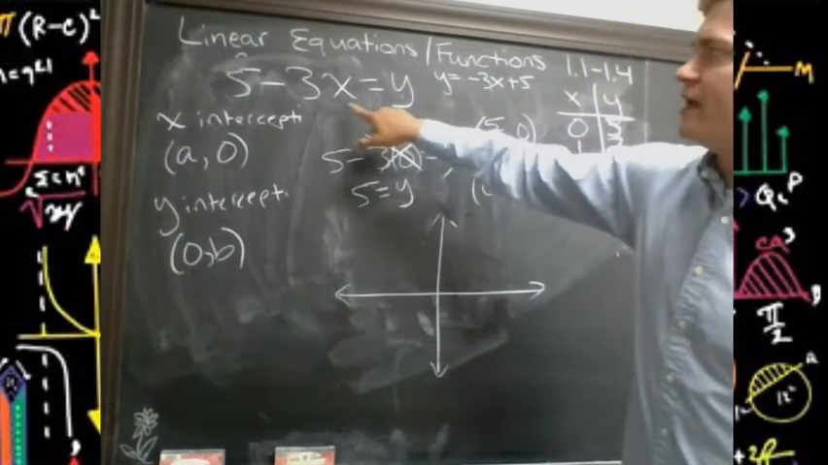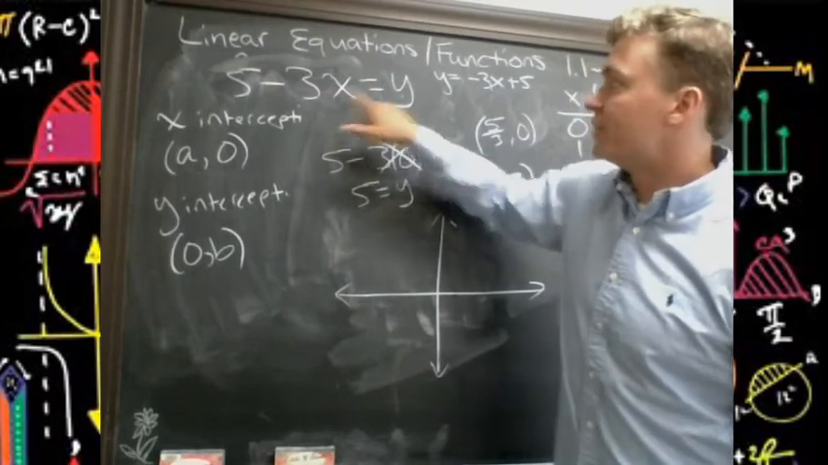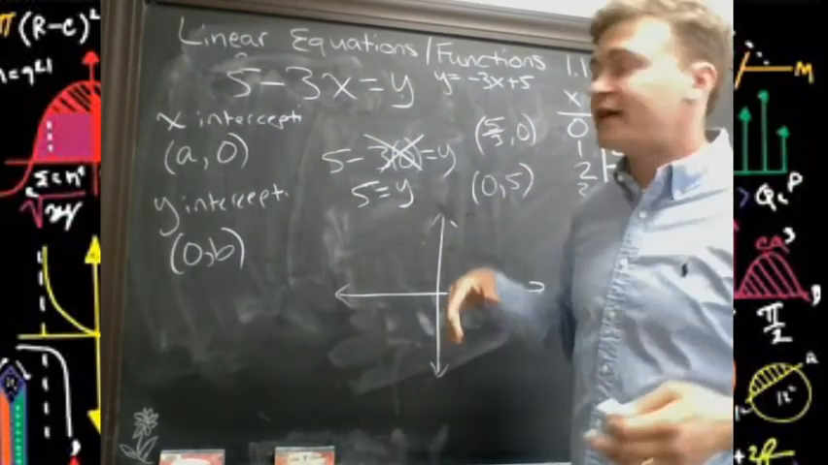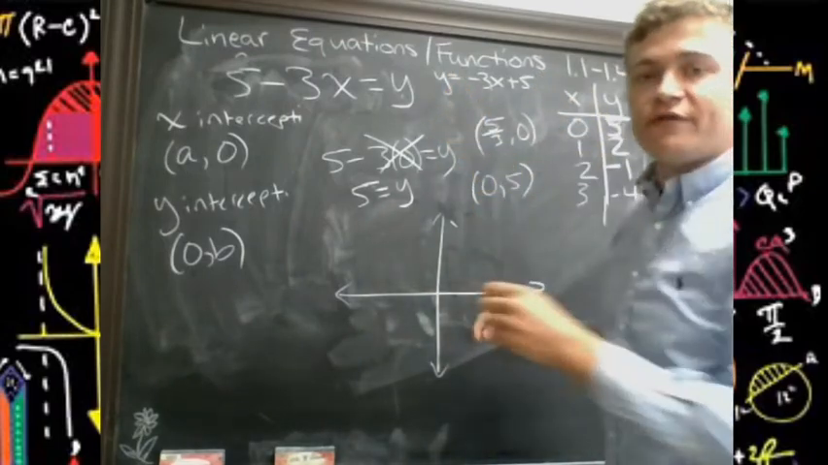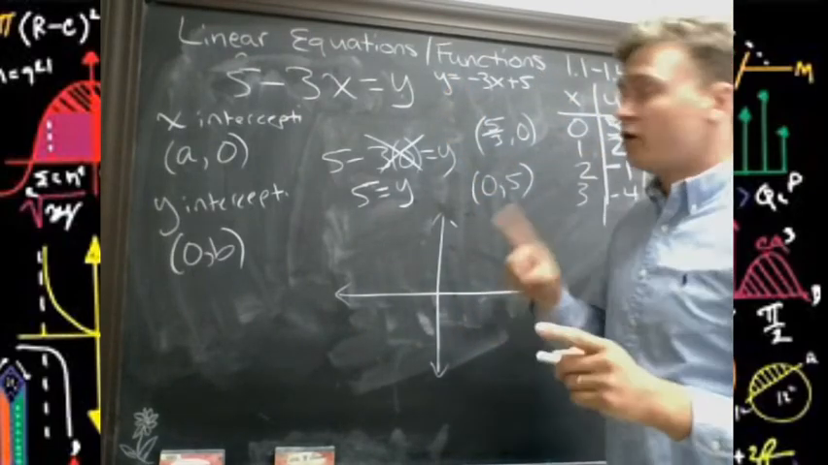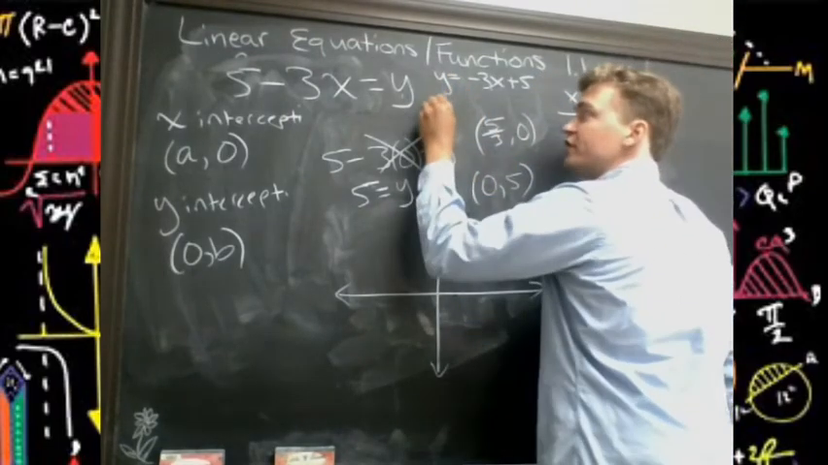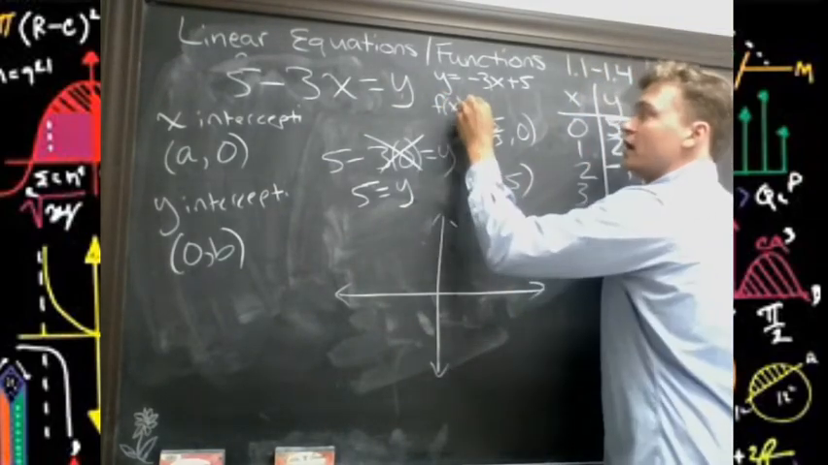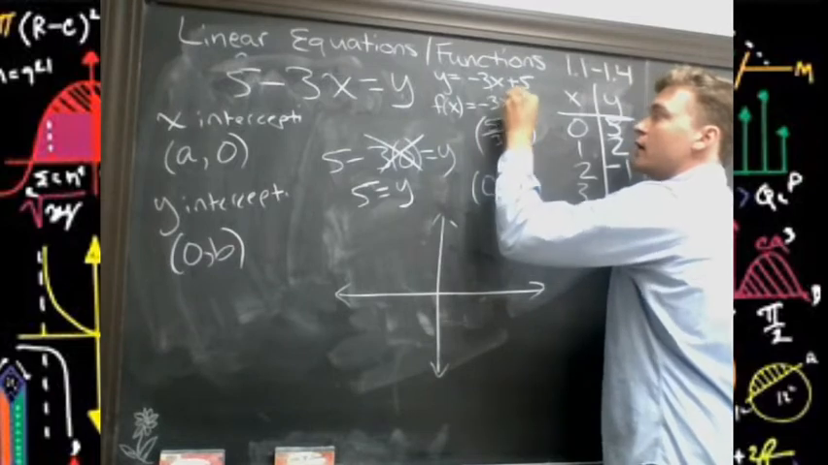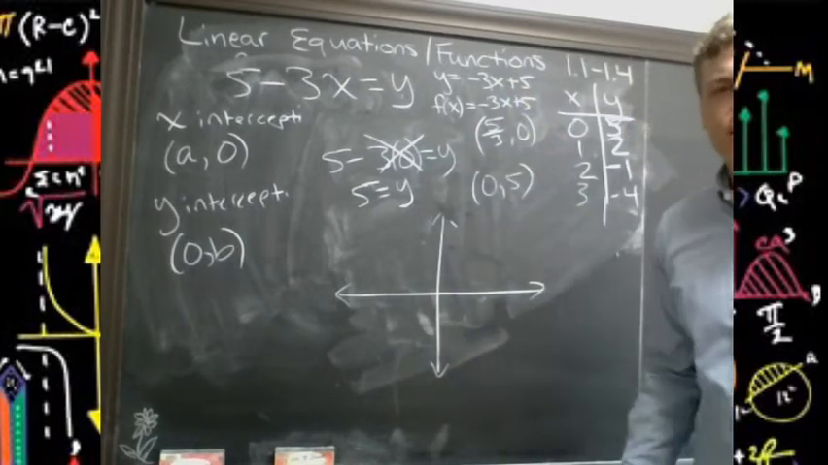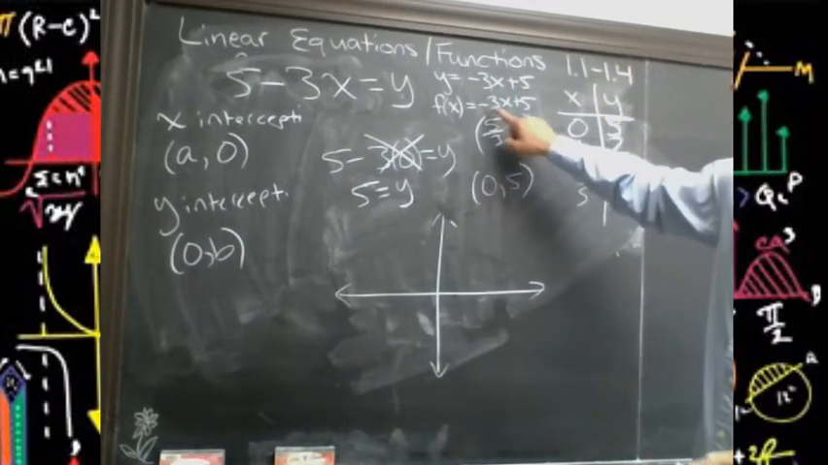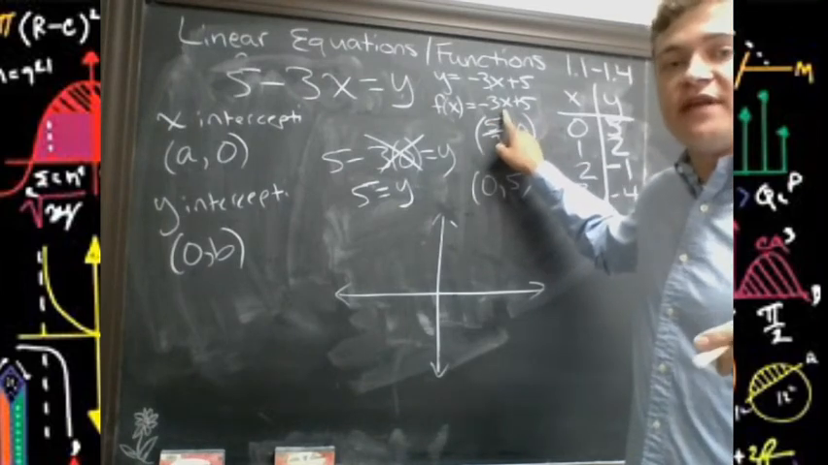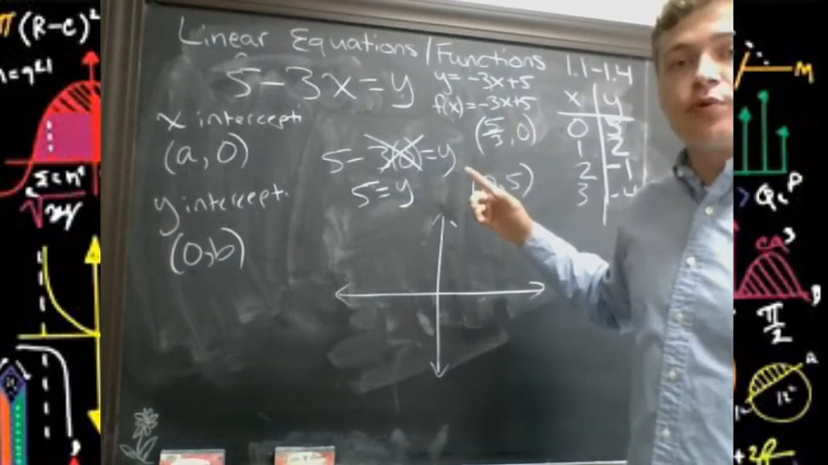Y equals negative 3x plus 5. So if you notice here, what we're going to see in the next video, when you solve your linear equation for y, first thing, you switch the notation to f of x, and what follows here? Negative 3x plus 5. Whatever number is in front of the x here, that's your slope.